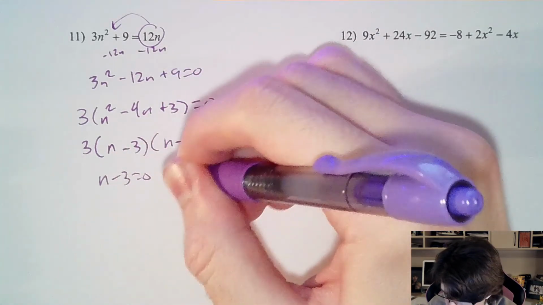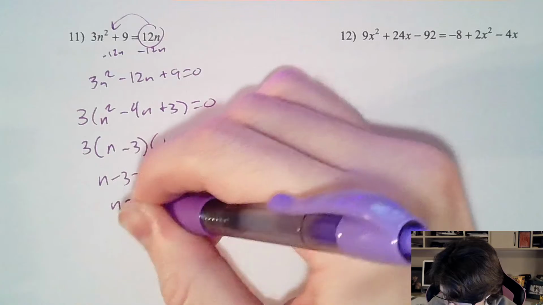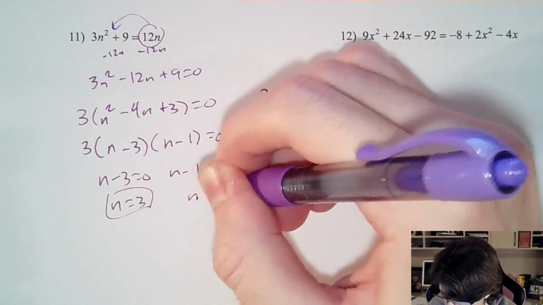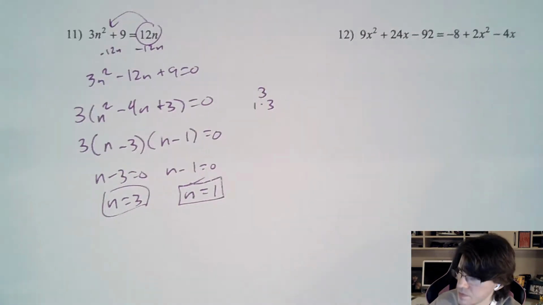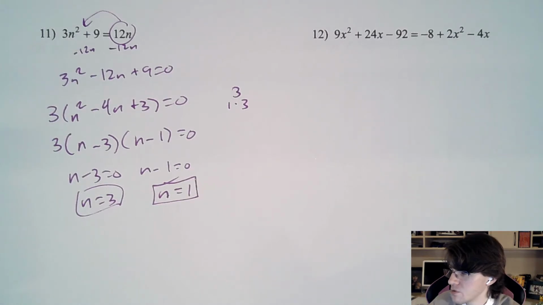n minus 3 equals 0, and n minus 1 equals 0, so n is equal to 3, and n is equal to 1. All right, keeping it moving.